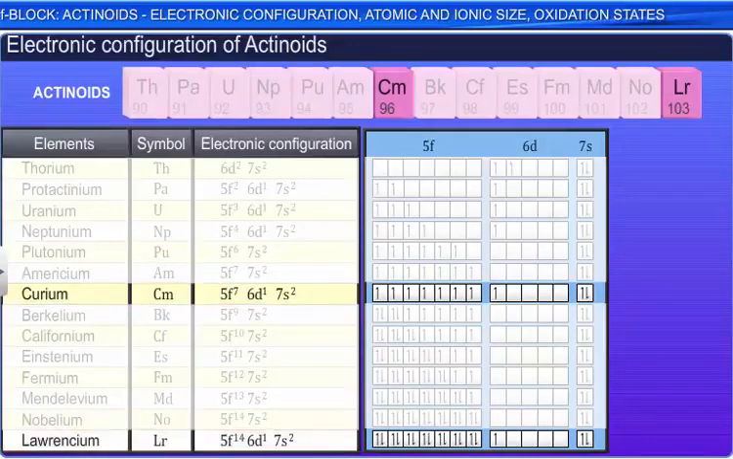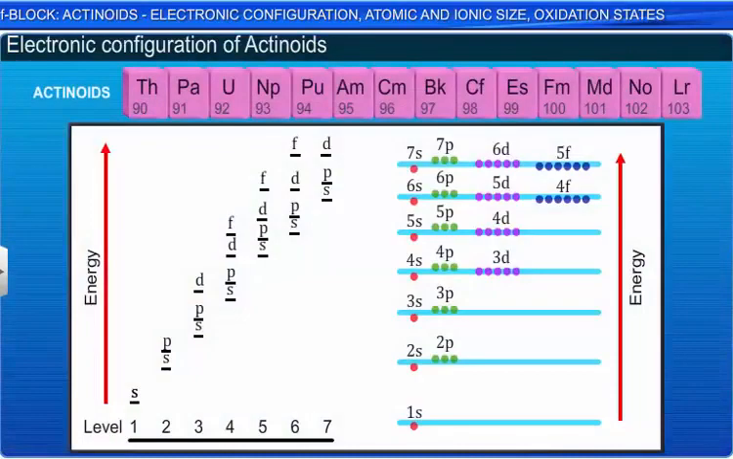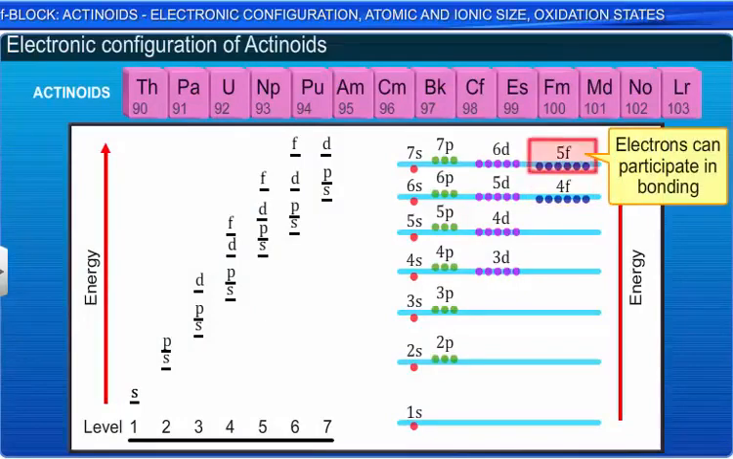As 5f orbitals are not as deeply buried as 4f orbitals, the 5f electrons can participate in bonding to a greater extent. This explains the higher oxidation states shown by the earlier actinide elements.